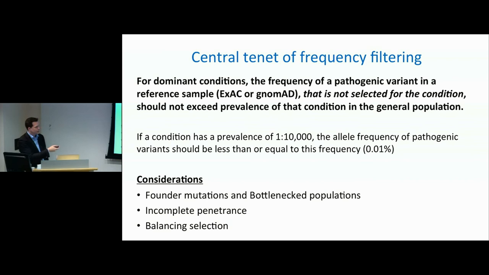Now, of course, that's not necessarily always true, and you have to take into account the fact that there are some populations where recessive mutations can drift to spectacularly high frequencies despite being disease-causing. So particularly recessive mutations in founder populations or bottlenecked populations. There are issues around incomplete penetrance that we can build in a slightly hand-wavy way into our model, but you have to bear that in mind when interpreting variants. And in a very, very small handful of cases, there may be things like balancing selection where, for instance, like sickle cell anemia, the frequency of the disease-causing mutation is quite high in the population, higher than you might expect to see by chance, because there is a heterozygote advantage associated with that particular mutation.